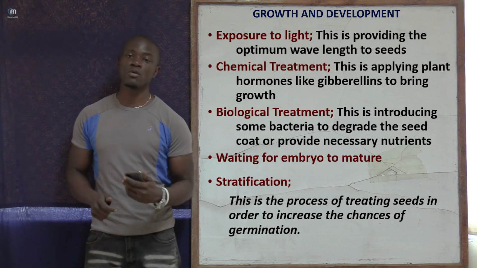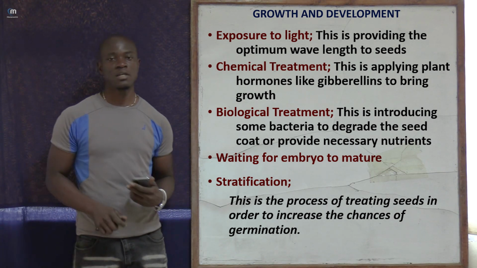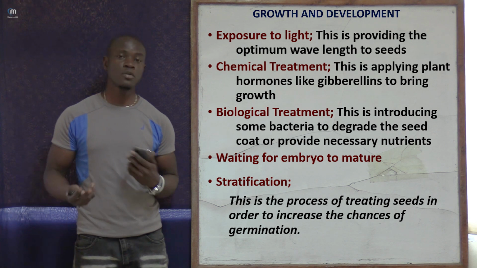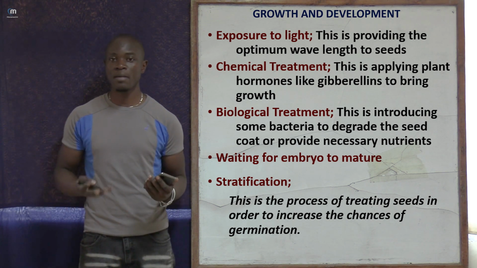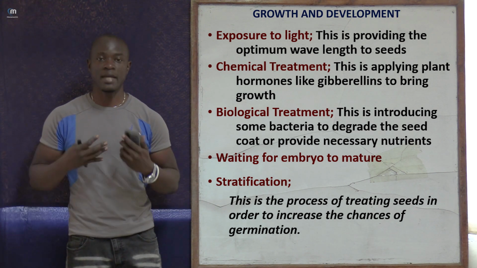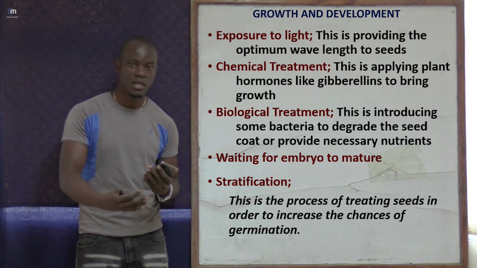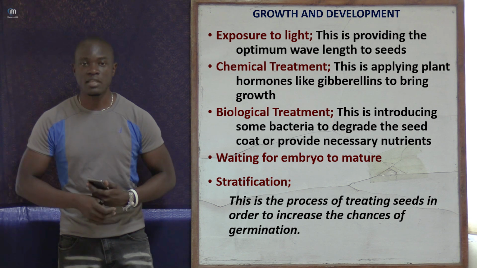So apart from that, you can also talk about the next point, which is chemical treatment. In this chemical treatment, we can use the different hormones that we have, for example, gibberellins, whereby this is the applying of plant hormones such as gibberellins in order to bring about growth of the seeds. So that is using the chemical treatment.